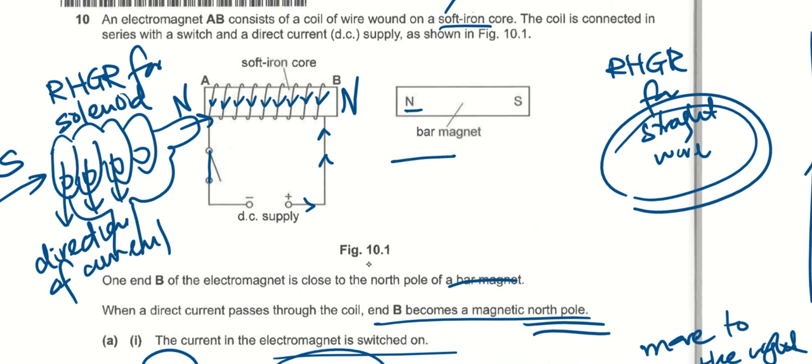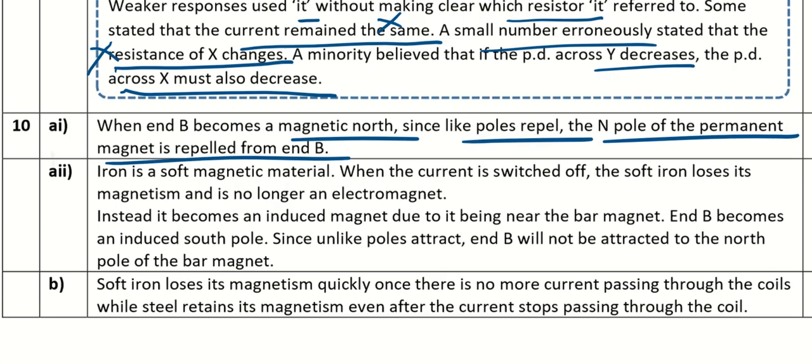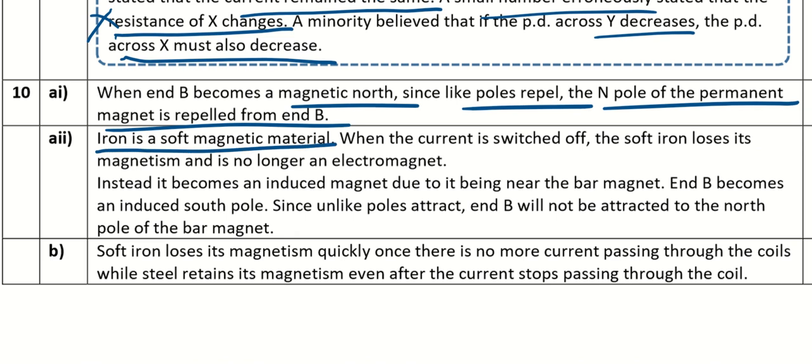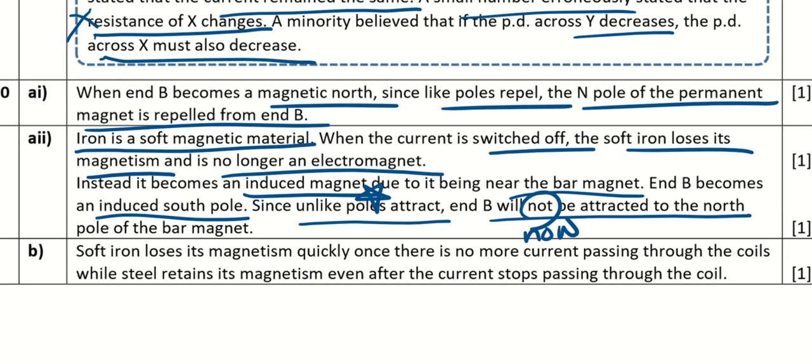That means this bar magnet will now be attracted to it. So it all comes down to this soft iron: easy to magnetize, easy to demagnetize. When my current is switched off, it stops being a magnet almost immediately. Because iron is a soft magnetic material, when the current is switched off, the soft iron loses its magnetism and is no longer an electromagnet. Instead, it becomes an induced magnet due to being near the bar magnet. NB becomes an induced south pole. Since unlike poles attract, NB will now be attracted to the north pole of the bar magnet.